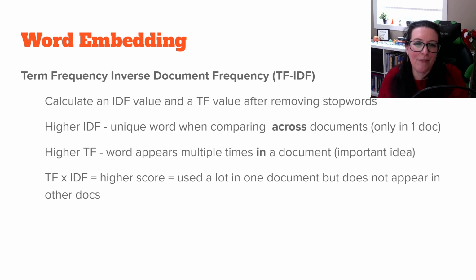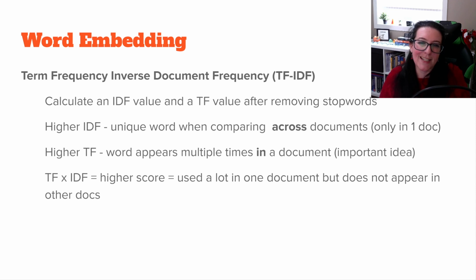A higher TF, a higher term frequency, is a word that appears multiple times in a single document. So you know it's an important idea. If we're looking at a survey open-ended question, and we see that pay is appearing multiple times in one person's written response, we know that pay is very important to that person. Now the question becomes, does pay appear in other people's responses? If it's only appearing in one person's, then it's going to have a higher IDF. If it appears in everybody's responses, then it's not unique as we compare those different ones.